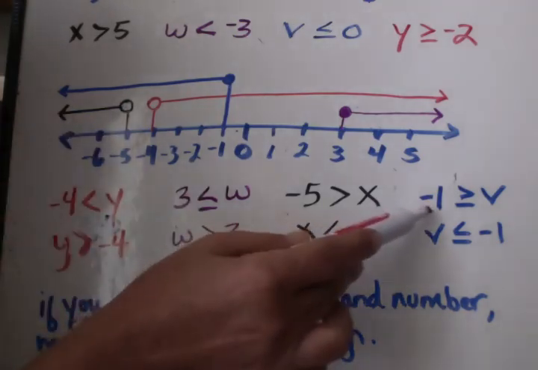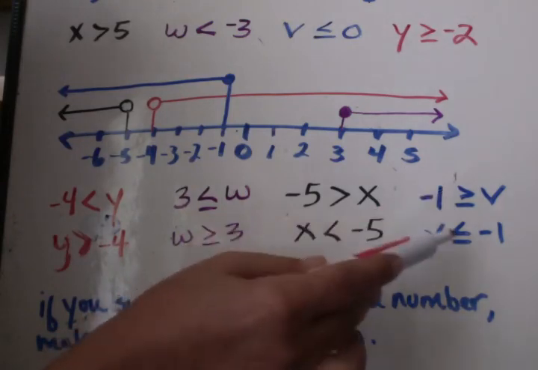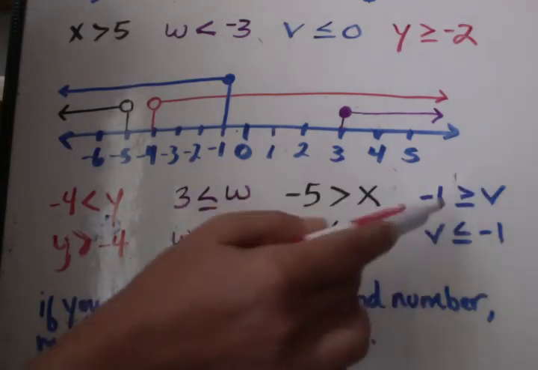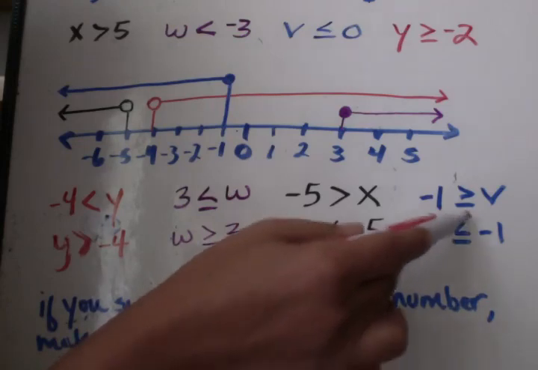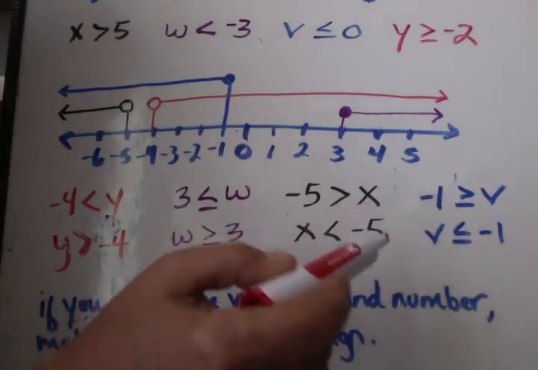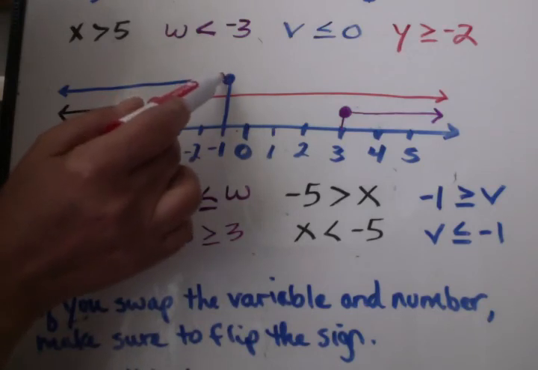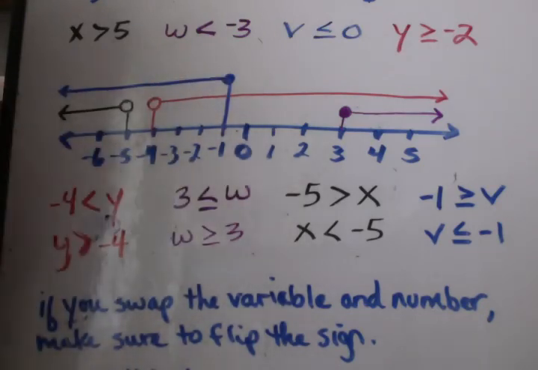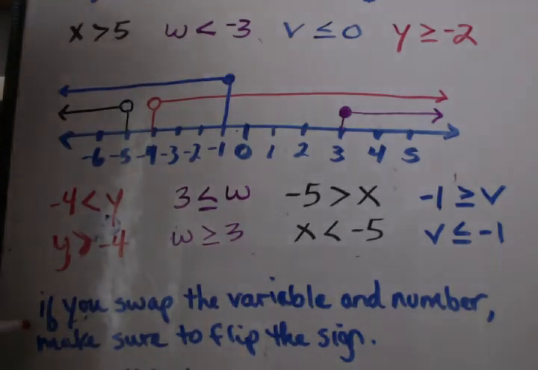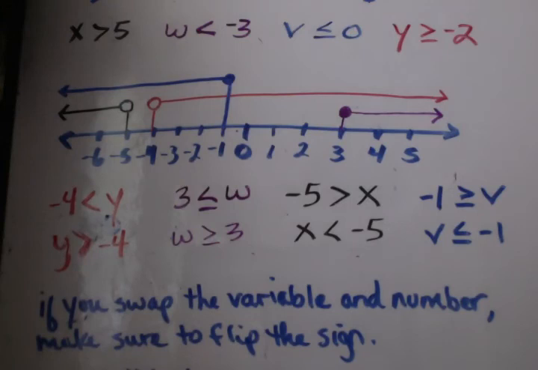And then finally, negative 1 is greater than or equal to v. If I swap those two around, I'd say v is less than or equal to negative 1. So if we go to negative 1, it's a closed circle, and anything to the left is less than. All right, just to keep in mind, if you want to swap the variable and the number, you must also flip the sign. More to come.